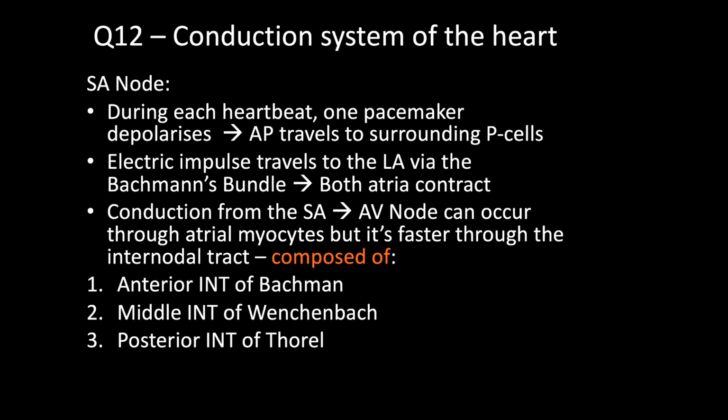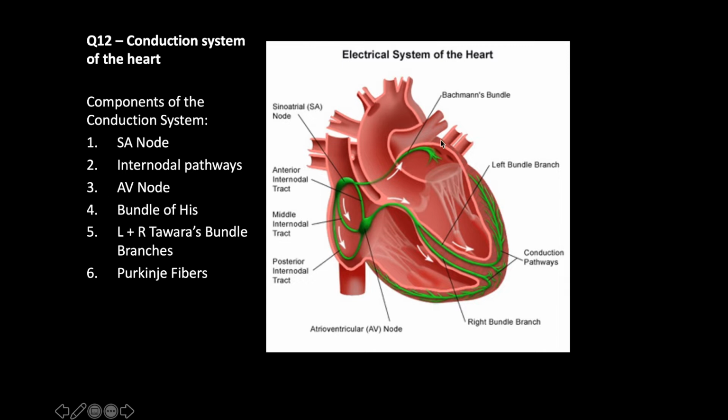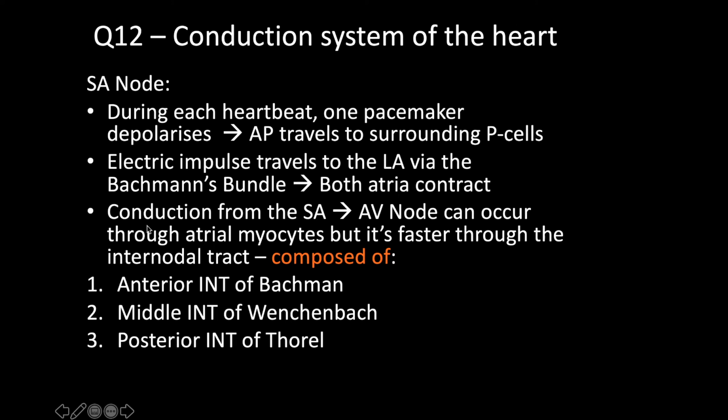It's not always the same cell, but one pacemaker cell will eventually depolarize. And then the electric impulse travels to the left atrium via the Bachmann's bundle, as we mentioned previously. So the impulse travels from the right atrium through Bachmann's bundle to the left atrium, and so allows both atria to contract at the same time. So yeah, both atria contract.